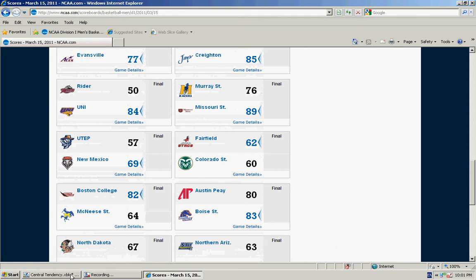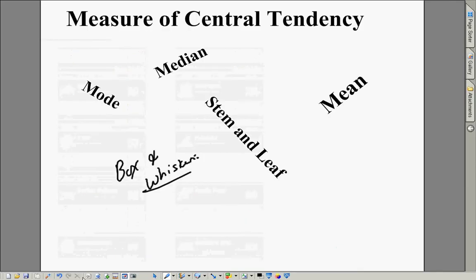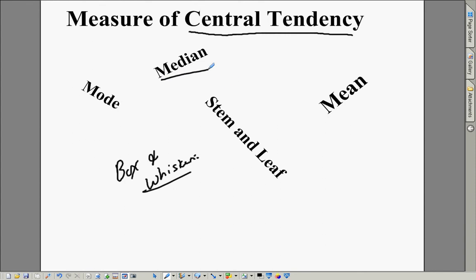Well, that's what we do with statistics, and specifically measures of central tendencies. We're looking for the average, or not only the average, but the median number or the mean number. And so we're going to talk about ways to organize data. So let's get started. The first thing we want to look at is stem and leaf.